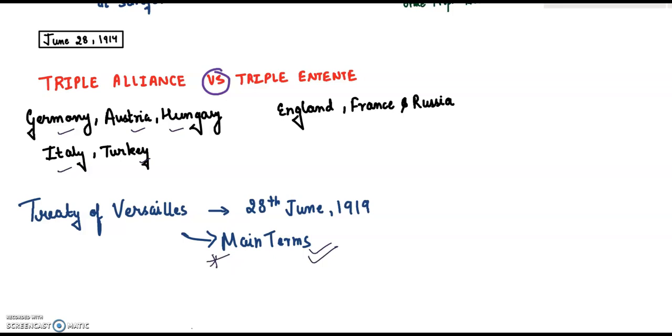Since Germany was declared guilty of aggression, it was required to pay for the loss and damages suffered by the Allies during the war. Germany had to pay $33 billion, right? And there were many other points.